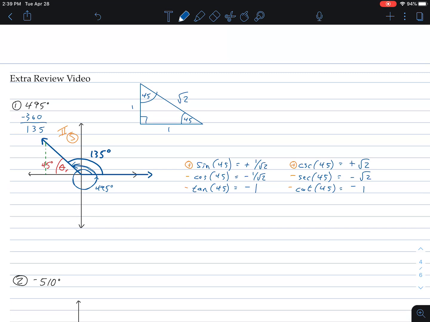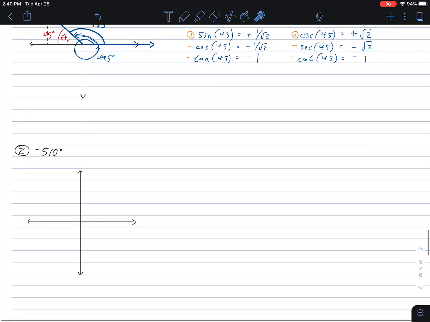Okay, so that's one with the 45, 45, 90. Kind of easy because sine and cosine basically end up being the same except for their sign, and tangent's just 1. Nice and simple. Okay, let's look at another one. Negative 510.